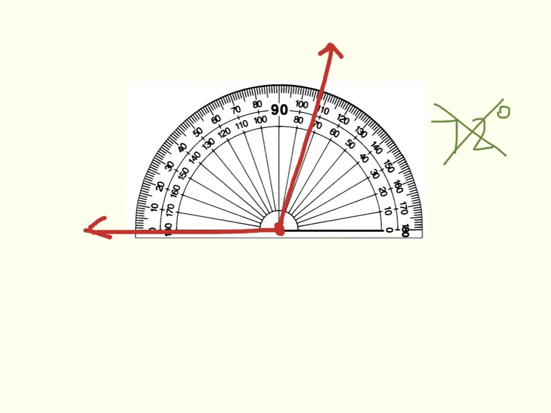Now, this time I'm using the outside 0. So it's 10, 20, 30, 40, 50, 60, 70, 80, 90 is true on both, 100, and not 110, but more than 105, so let's call it 107 degrees.